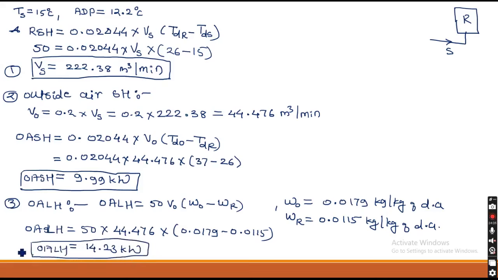Now we got the outside air sensible heat, and we got the outside air latent heat. Now we can easily find out what is the grand total heat. So let us solve for that.